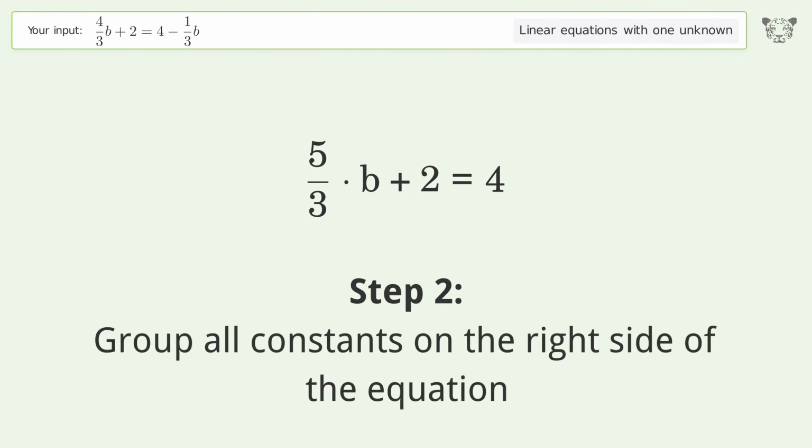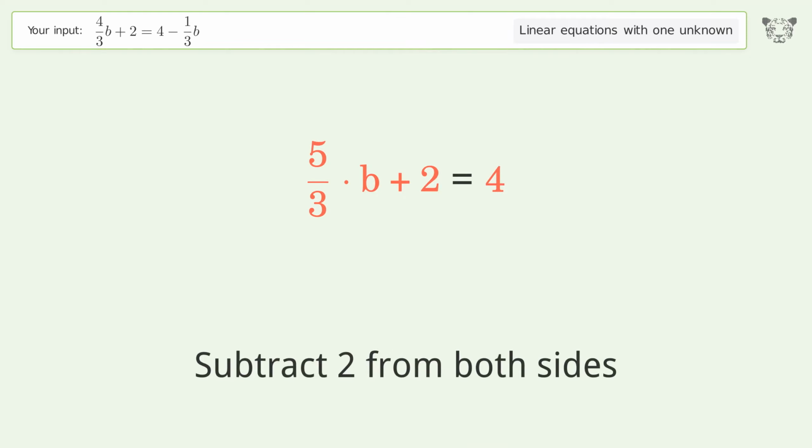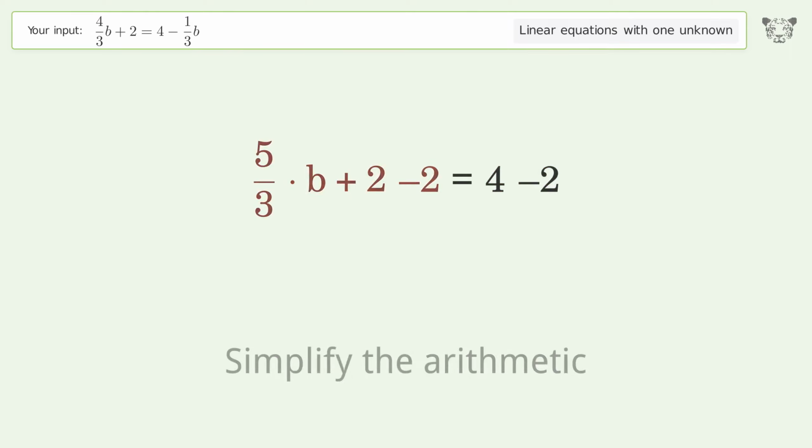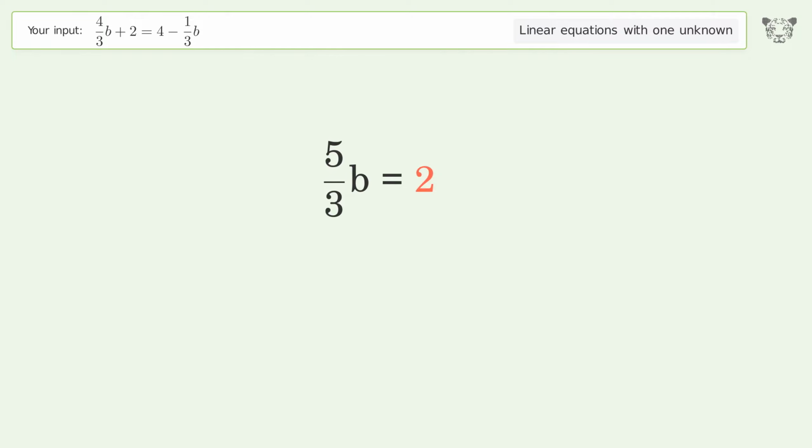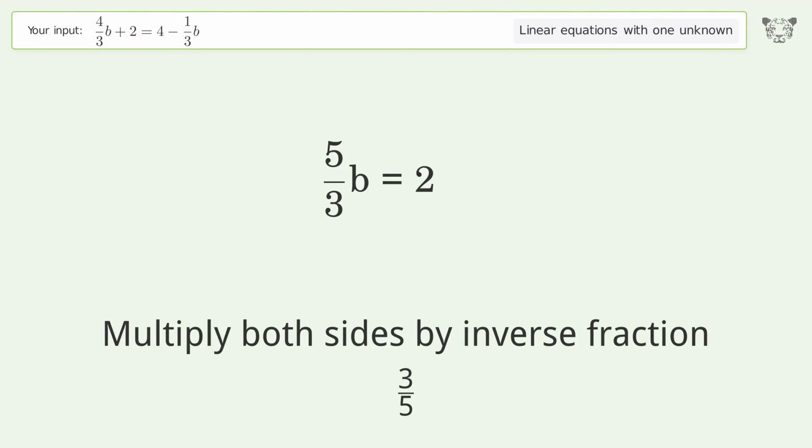Group all constants on the right side of the equation. Subtract 2 from both sides. Simplify the arithmetic. Isolate the b. Multiply both sides by inverse fraction 3/5.